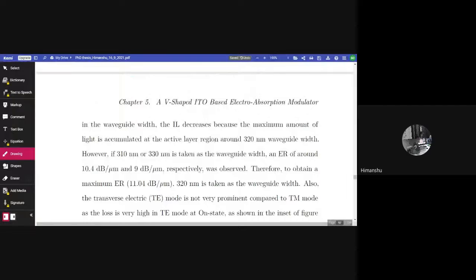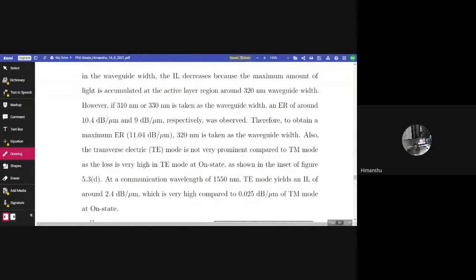With further increase in the waveguide width, the IL decreases because the maximum amount of light is accumulated at the active layer region around 320 nanometer waveguide width. However, if 310 nanometer or 330 nanometer is taken as the waveguide width, an ER of around 10.4 dB per micrometer and 9 dB per micrometer respectively was observed. Therefore, to obtain a maximum ER of 11.04 dB per micrometer, 320 nanometer is taken as the waveguide width.